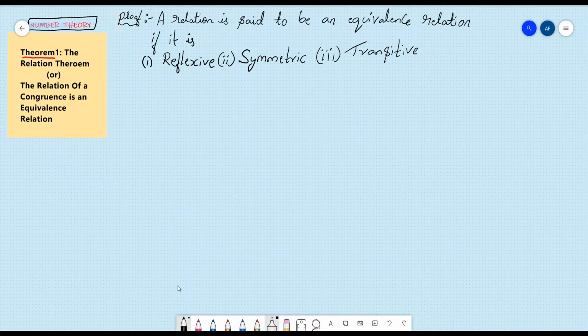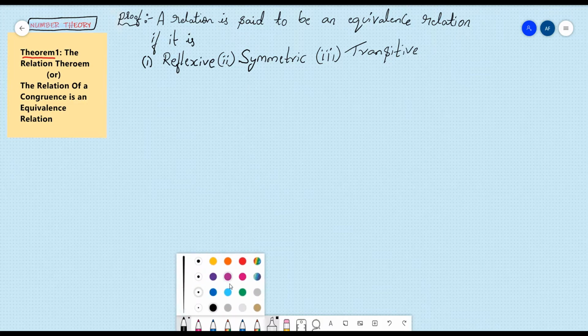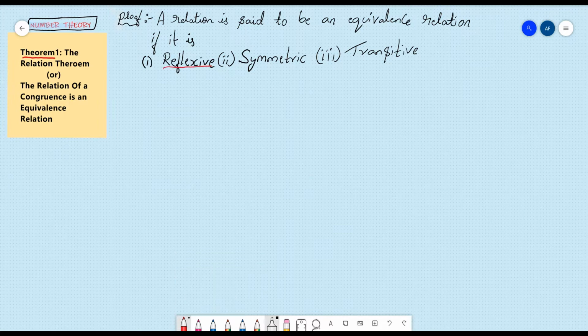A relation is said to be an equivalence relation if it is reflexive, symmetric, and transitive. If these three properties are satisfied, then only we can say that a relation is an equivalence relation. So if the relation of congruence is an equivalence relation, all these three properties should be satisfied. Now one by one we'll prove that it satisfies the reflexive, symmetric, and transitive properties.